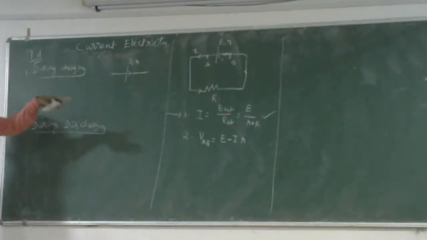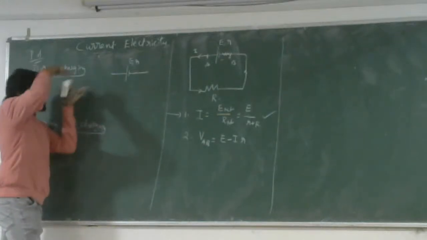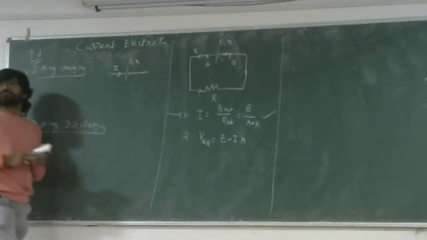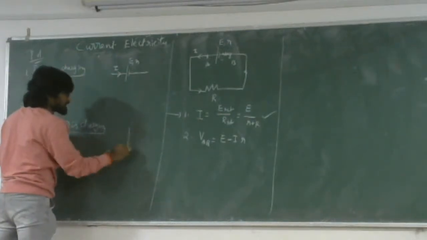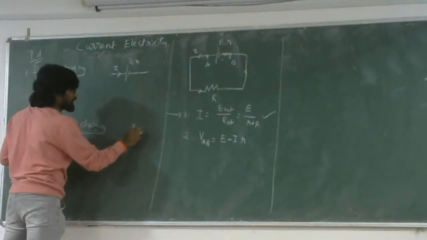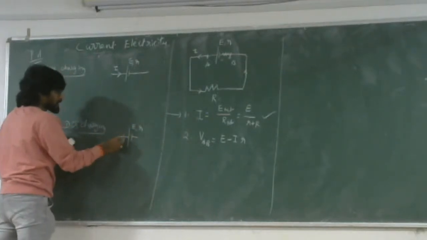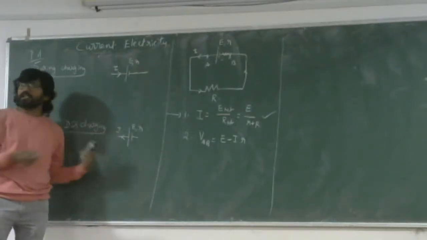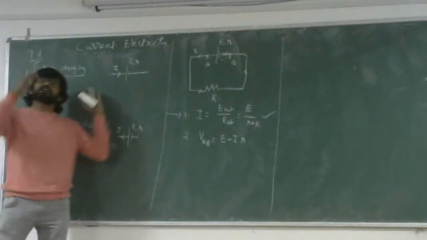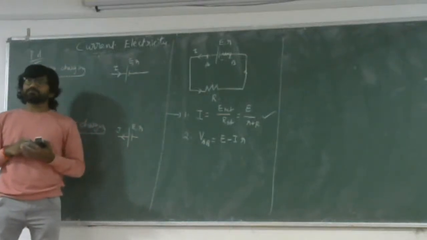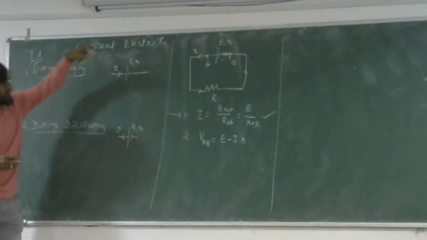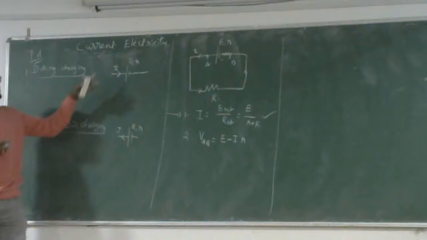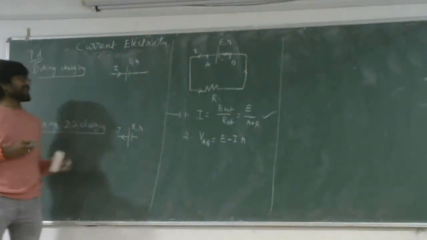During charging, current should be given to the cell. I is entering into the cell. Discharge means this is a cell having EMF E and internal resistance r, and current is being drawn from the cell. In that case, it is said to be under discharging condition. In this case, it is said to be under charging condition. Is it clear, everyone? Now, during the charging condition, you have to understand that.